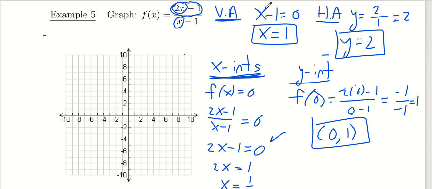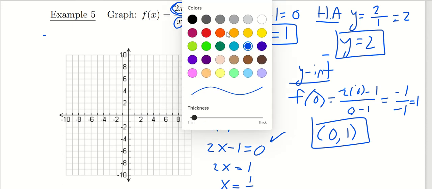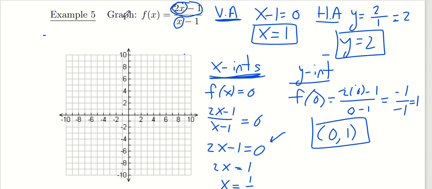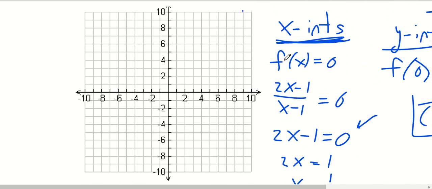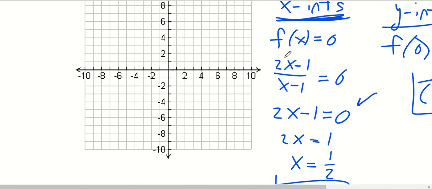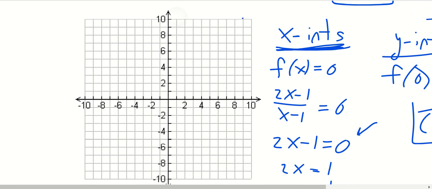And with just that information, we should have quite a bit that we need to graph this thing. Let's begin by graphing the vertical asymptotes. So we have a vertical asymptote x equals 1. Remember, technically an asymptote is not a portion of the function's graph, but it's a line that the graph will approach. So here's our vertical asymptote at x equals 1.